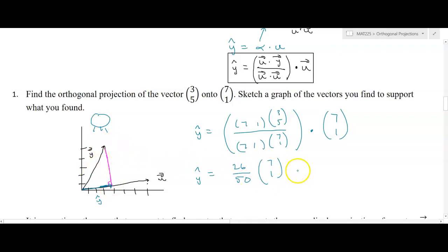And we can multiply this all out. I think 26/50 is 13/25 if you want to leave it like that, and then multiply it by the 7, 1 vector. But that's adequate for now.